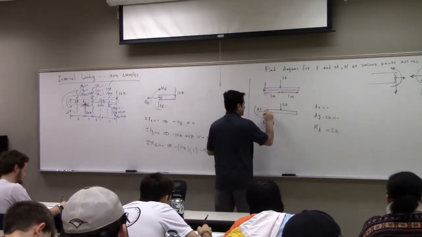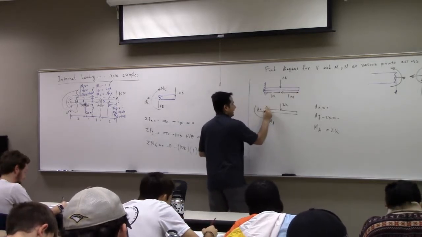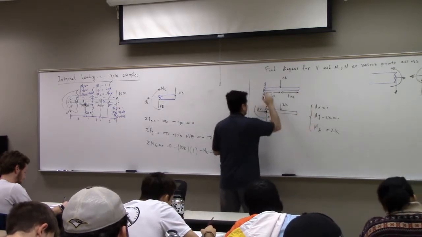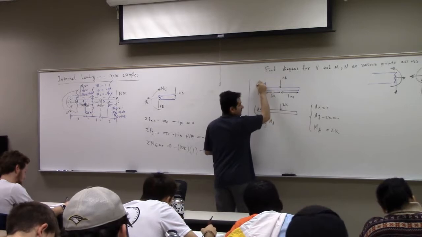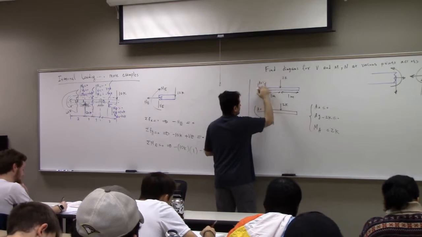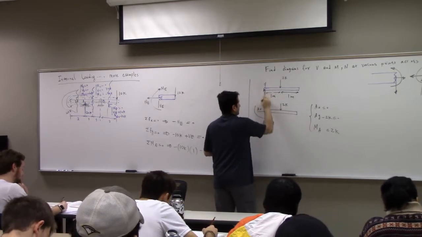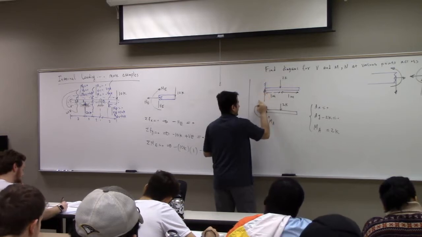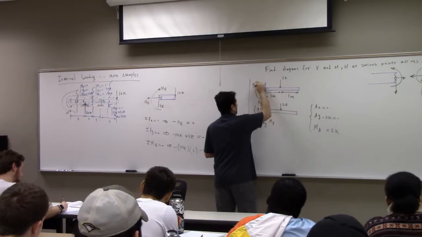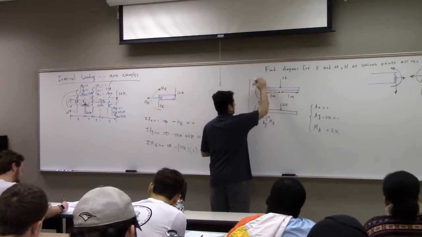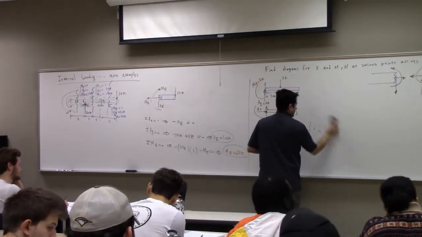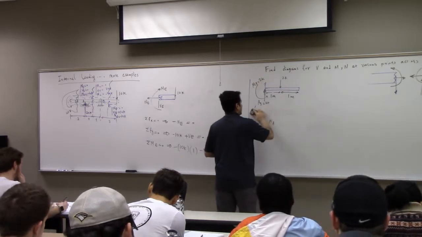So let's put it here. At this point A, I have all my components. Right? Let's record it here: AX is 0, AY is 2K, and MA is equal to 2K. Let's put it this way, graphically. All right, you don't need this anymore.